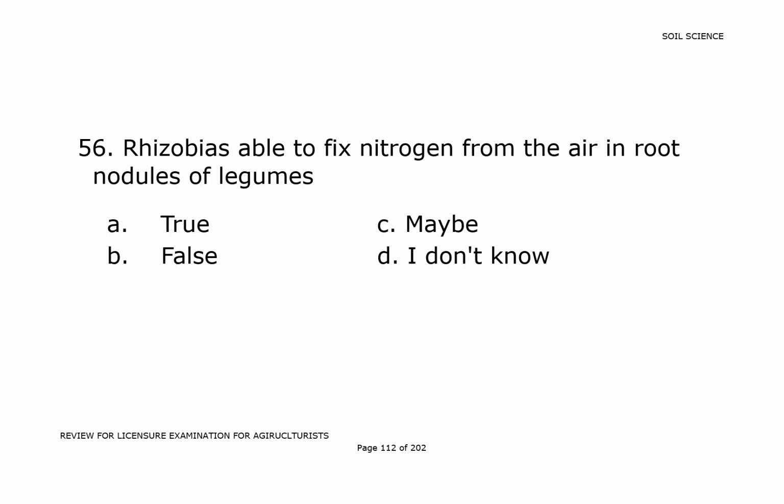The answer is false. Number 56. Rhizobia is able to fix nitrogen from the air in root nodules of legumes. A. True. B. False. C. Maybe. D. I don't know.